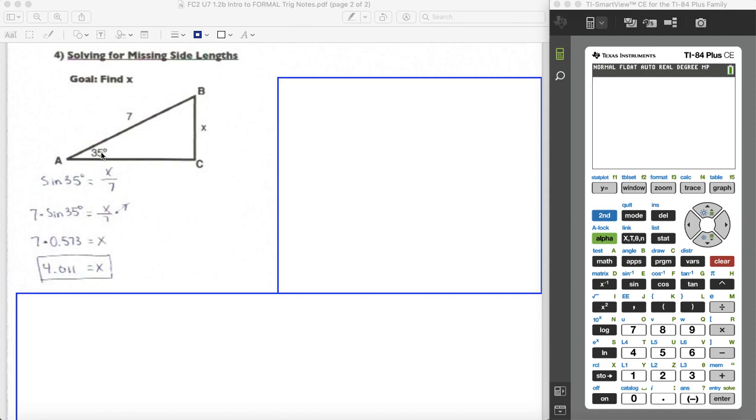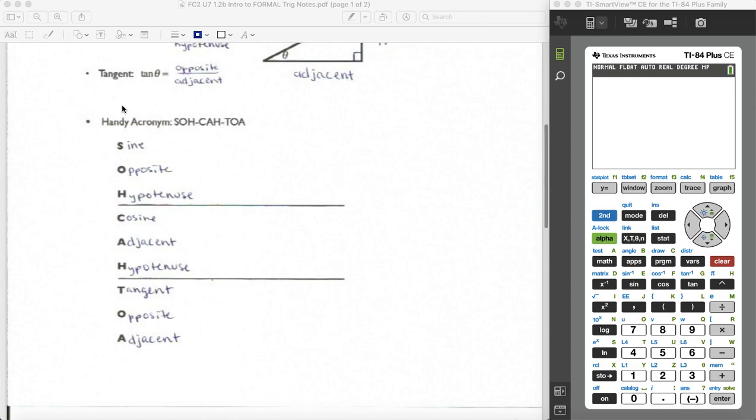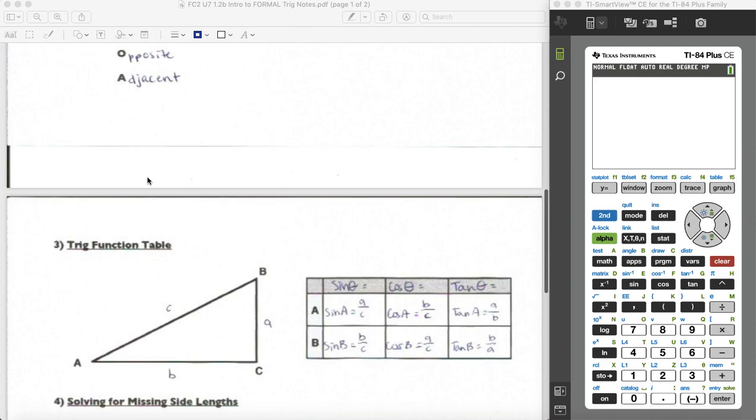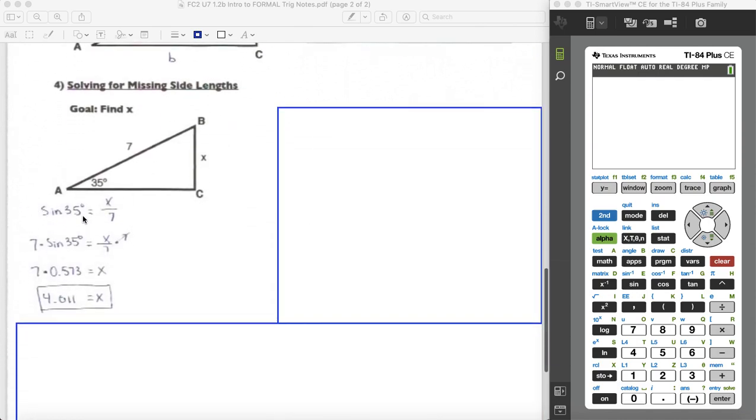So we've got an angle, we've got the opposite side, and we've got the hypotenuse. Opposite, hypotenuse. We need to use sine. So this is where that acronym comes into play. You identify what pieces you have, and then you need to use the correct trig function that goes along with those pieces. So we're using sine.